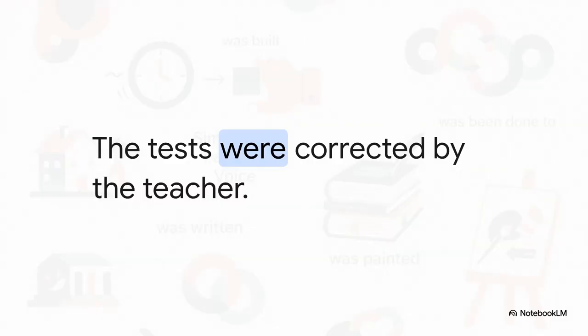Consider this totally incorrect sentence. The tests was corrected. The absolutely crucial point here is the subject-verb agreement shift. The word was or were has to match the brand new subject sitting at the front of the sentence, not the original doer of the action. Even though there was only one single teacher doing the correcting, the new subject is the tests, and that's plural. Therefore, it absolutely must be the tests were corrected by the teacher. Always double-check your new subject.